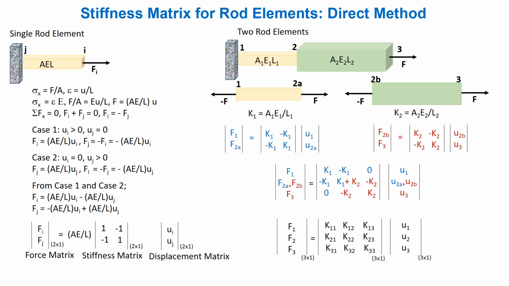So this is the stiffness matrix for rod elements through the direct method. This is a simple one. If you put the stress along the x-axis, you can get the force. A is the area, E is the elastic modulus, L is the length, and we can get the force matrix, stiffness matrix and displacement matrix as F, K, U. And if there are two rod elements with different properties, we can add them and get the matrix.